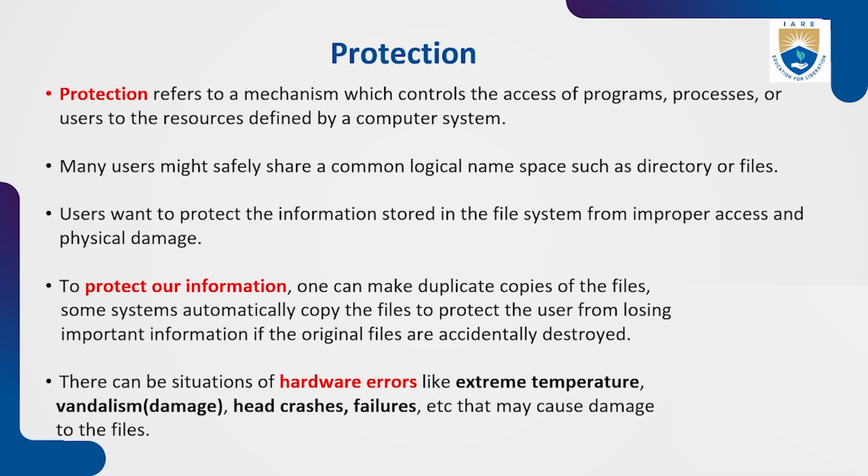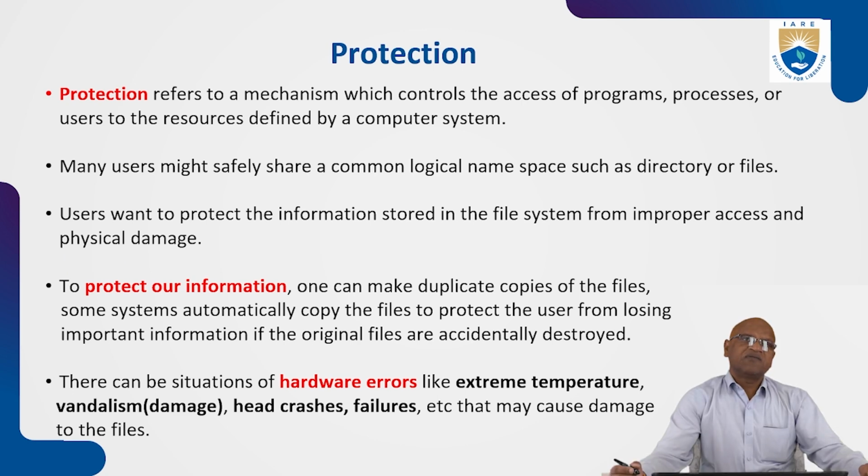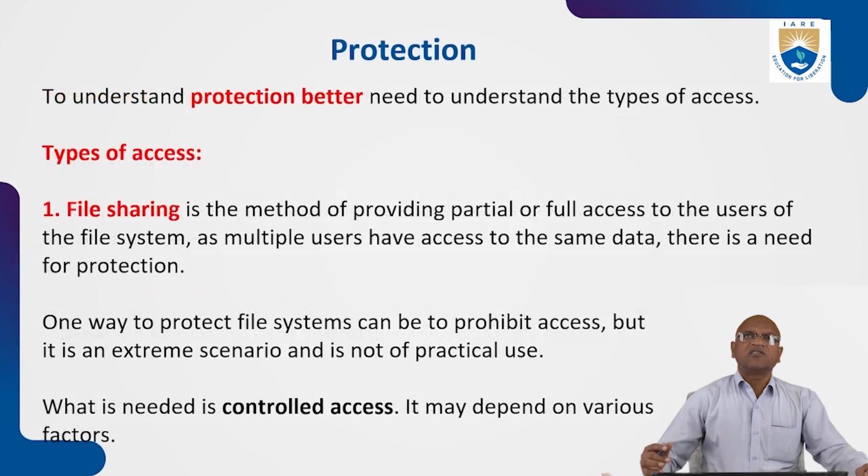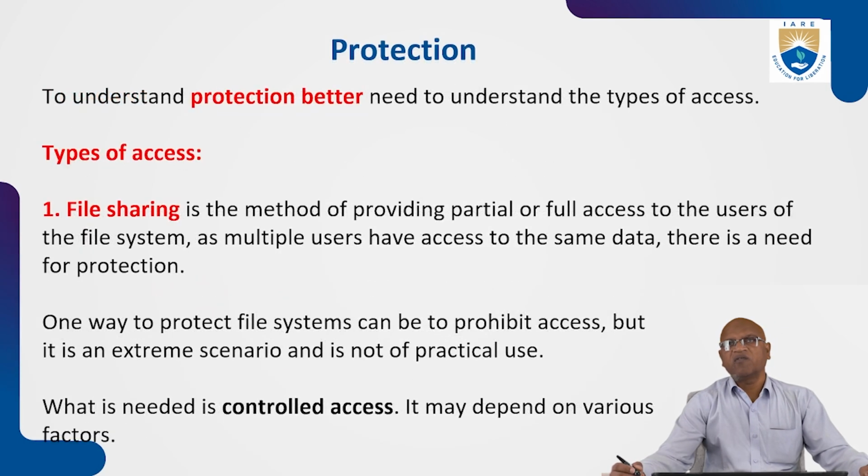To protect our information, one can make duplicate copies of the files. Some systems automatically copy the files to protect the user from losing important information if the original files are accidentally destroyed. So we'll keep a backup in duplicate files. There can be situations of hardware errors like extreme temperature, vandalism, damage, head crash, failures, etc. They may cause damage to the files. So we provide the security and we provide the protection.